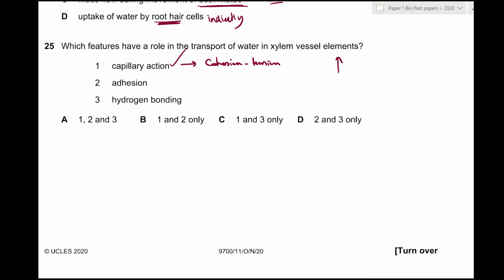So adhesion. Adhesion also has a role in the transport of water. The reason for this is because adhesion is the hydrogen bonding between water molecules and the cellulose cell wall due to its polar properties. This also helps maintain the transpiration column and stream and the transpiration pull upwards. So this is correct. 3. Hydrogen bonding. As we said, both of these depend on hydrogen bonding in the first place. Therefore, it's also going to be correct, and the answer is going to be A.